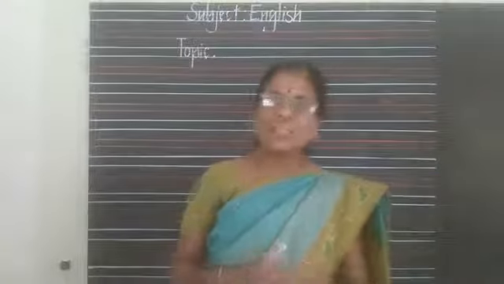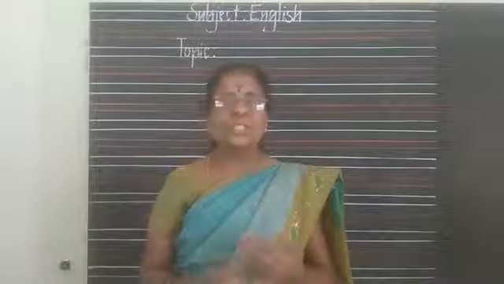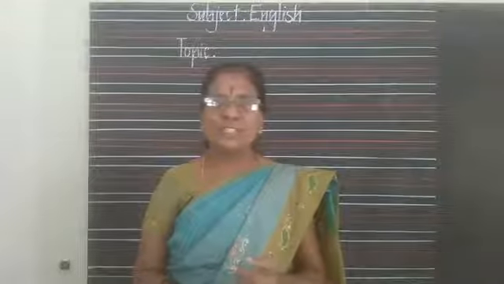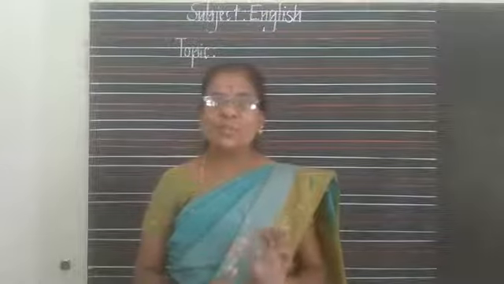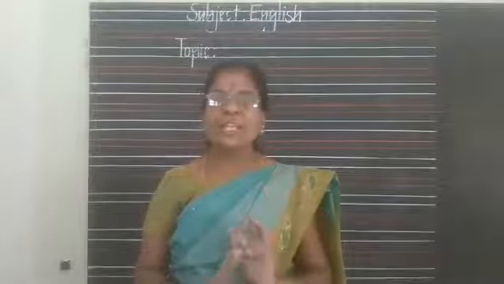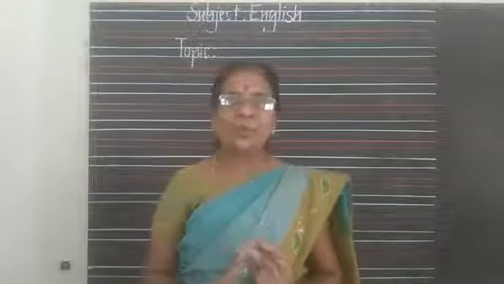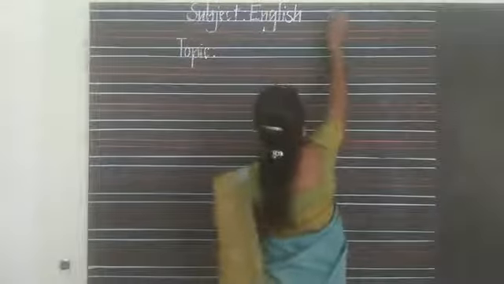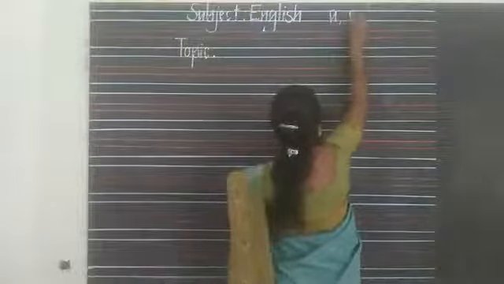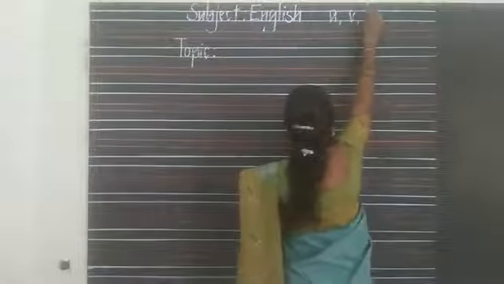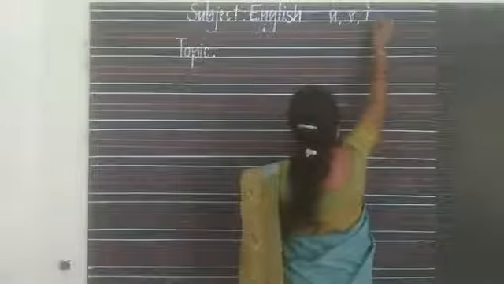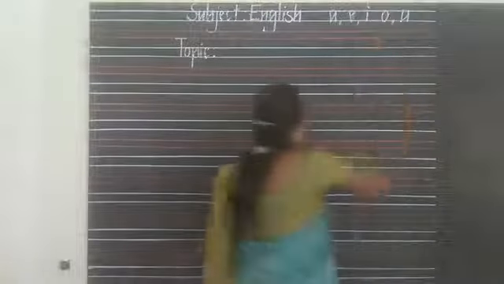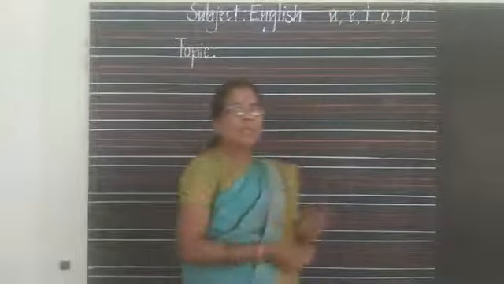Okay, children. In the previous class, we have learned capital letters, small letters, and two letter words. And we have learned the five vowels, which are A, E, I, O, U. Which are the 5 vowels, children? A, E, I, O and U. These are the 5 vowels.